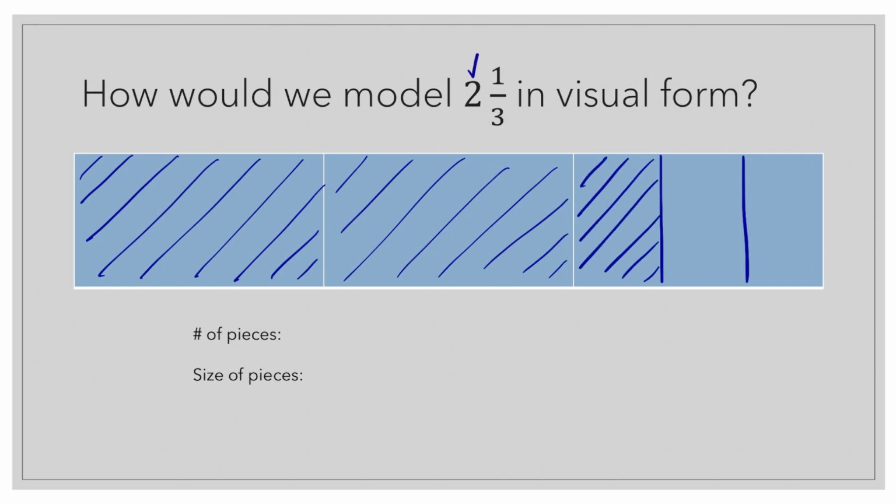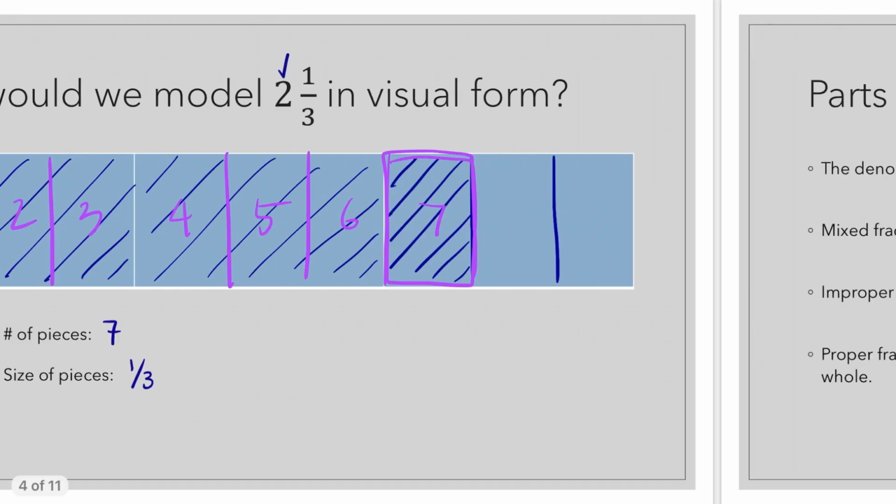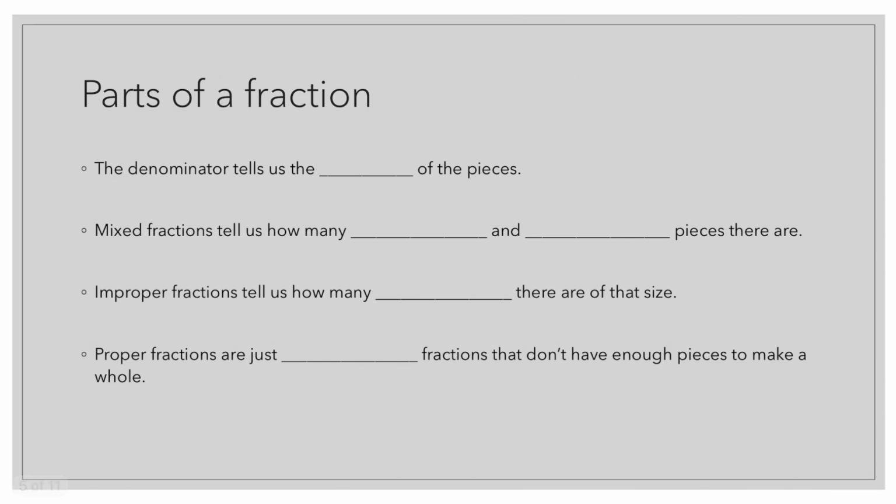When I say number of pieces, I mean how many pieces of the same size. So the smallest possible size we can have is this third. So if I divide the rest of them into 3 pieces, then I have 1, 2, 3, 4, 5, 6, 7 pieces, and the size of the piece is 1/3. And that's going to be helpful when we're thinking about how we're going to be making mixed fractions from improper fractions.